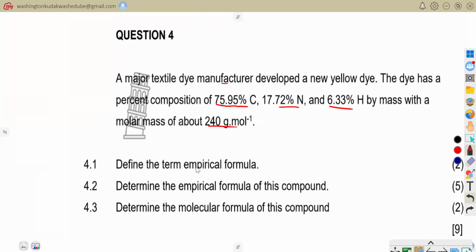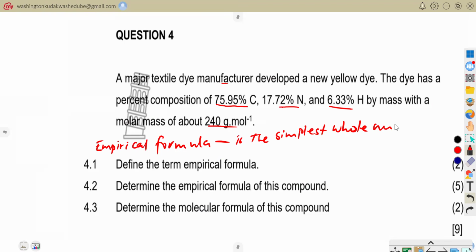Now define the term empirical formula. The empirical formula is simply the simplest whole number ratio of atoms in a compound.